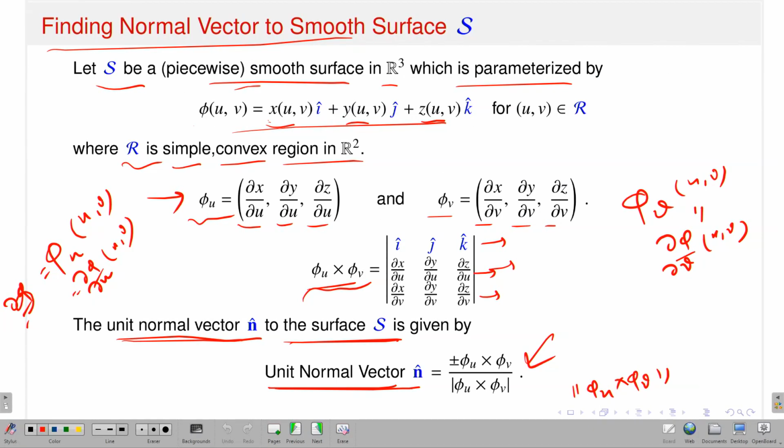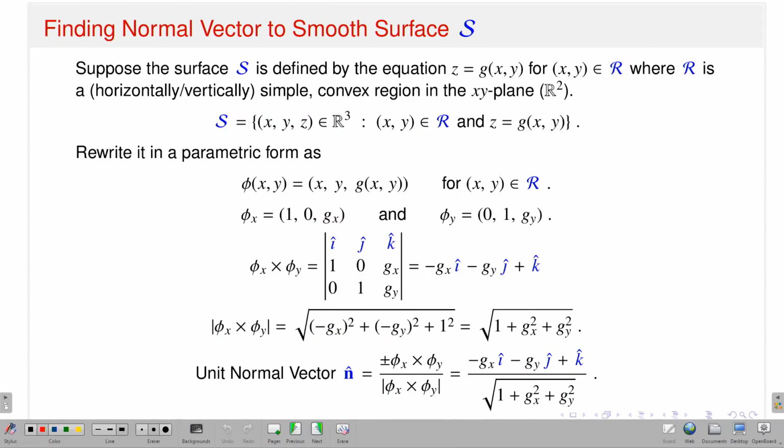So that means if I have a smooth surface with my parameterization phi, whose components are x, y, z, then this is the corresponding formula for what is called the unit normal vector. Now, what is this one? It says that I have a smooth surface, and again I want to find a normal, but this time I have what is called an explicit formula for my surface.